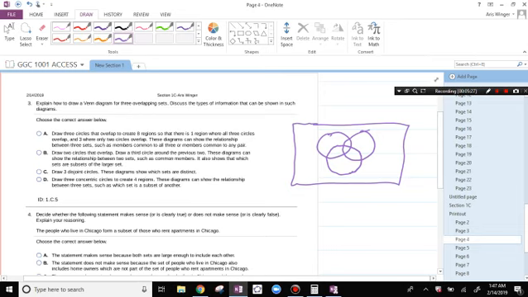8 regions. 1 region where all 3 circles overlap, this one. And 3 where only two circles overlap: 1, 2, 3. That makes 4. And then there's another piece here, 5, 6, 7, and then the 8th is this area right here. That's 8 regions. It's A.